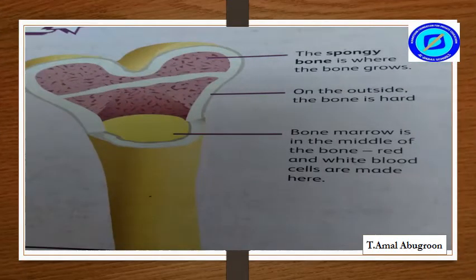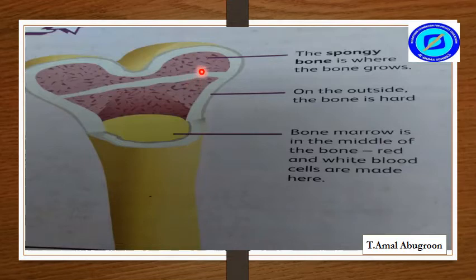This is a picture of a bone. If I cut a bone longitudinally, what can I see? From outside, this one, it is a hard bone. Here, this is the spongy bone. It is like the sponge. Look at it. Spongy bone.